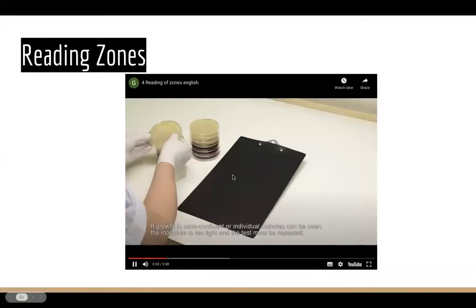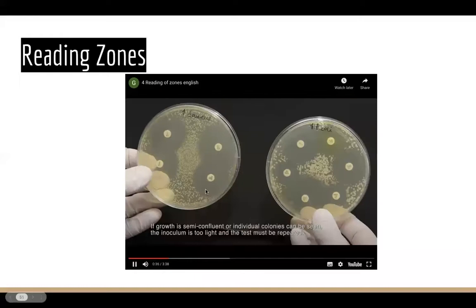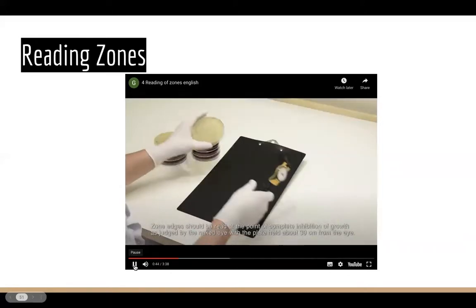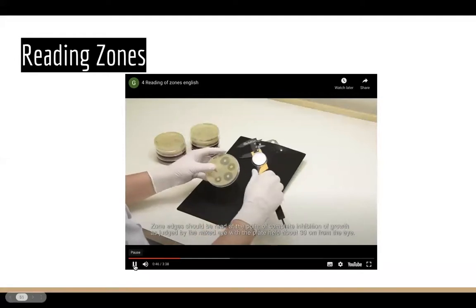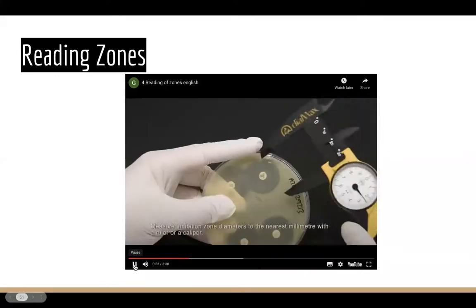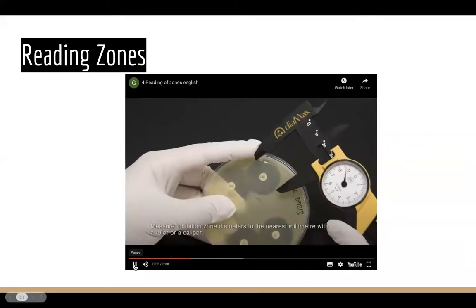If growth is semi-confluent or individual colonies can be seen, the inoculum is too light and the test should be repeated. Zone edges should be read at the point of complete inhibition of growth as judged by the naked eye, with a plate held about 30 centimeters from the eye. Measure inhibition zone diameters to the nearest millimeter with a ruler or a caliper. If an automated zone reader is used, it must be calibrated to manual reading.